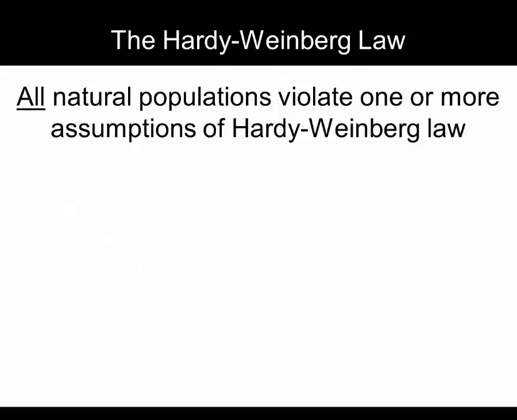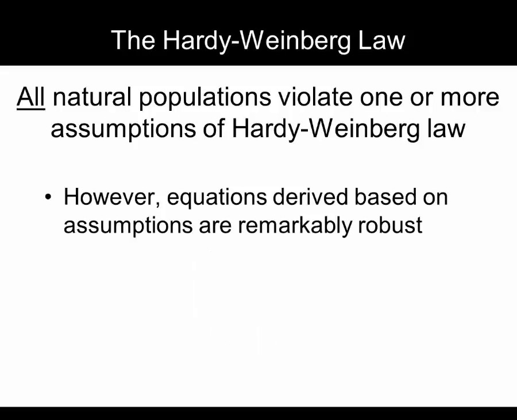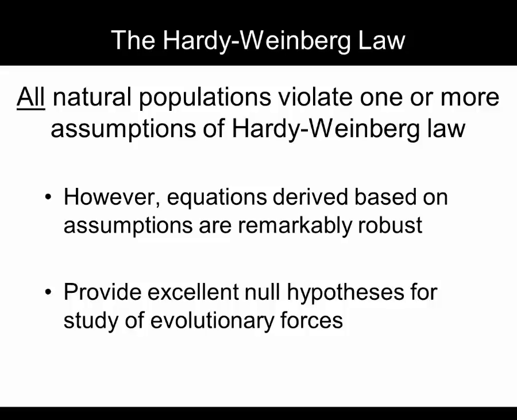The problem, of course, is that all real-world populations violate at least one, and often many, of these assumptions. This is essentially the equivalent of the spherical cow in physics. The real-life situation is too complex to fully model, so we simplify. And while the simplifications can seem absurd, they can actually get us pretty close to the right answer. If nothing else, Hardy-Weinberg equilibrium provides a null hypothesis we can use in the study of evolutionary forces.